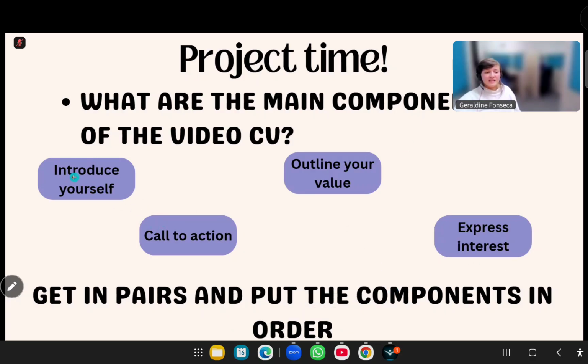Okay, in the introduction, in the call to action, in the outline of your value, and the interest expressions. All right. So guys, remember, organize how it's, let's say, presented in a video. And second, explain what you include in each of these parts, all right? So in pairs, super quickly, you are going to do it.